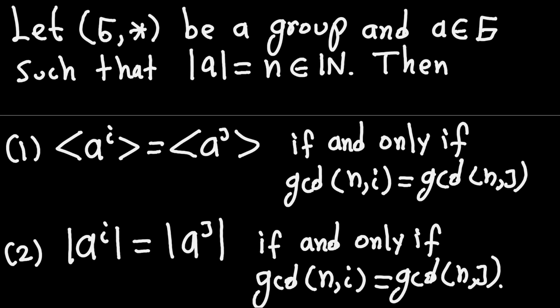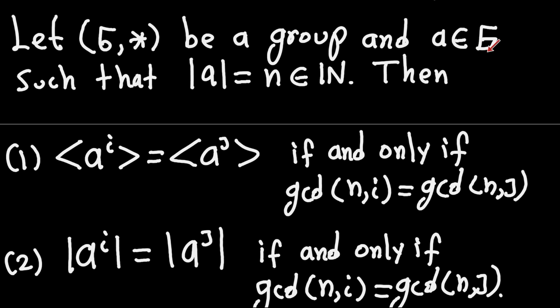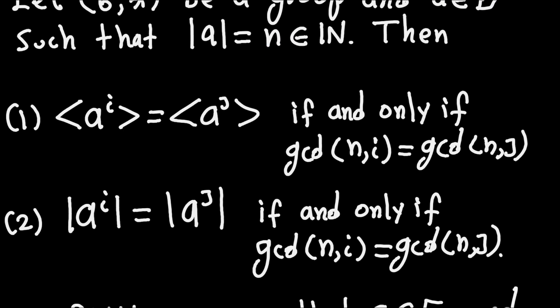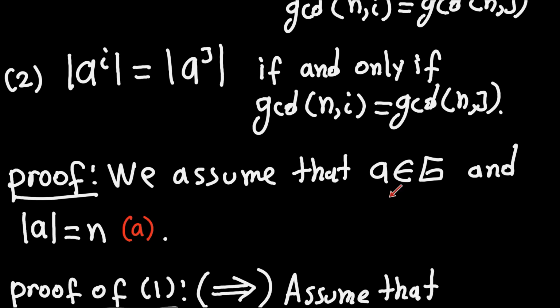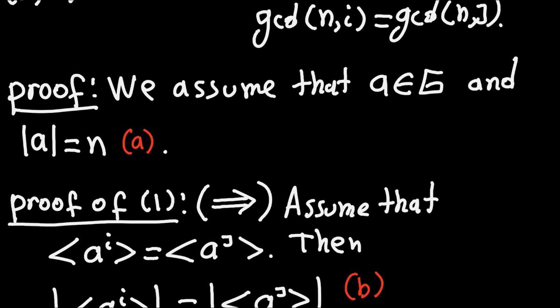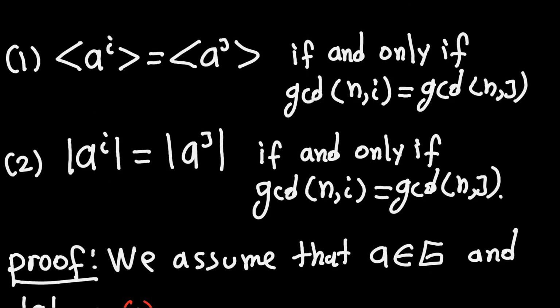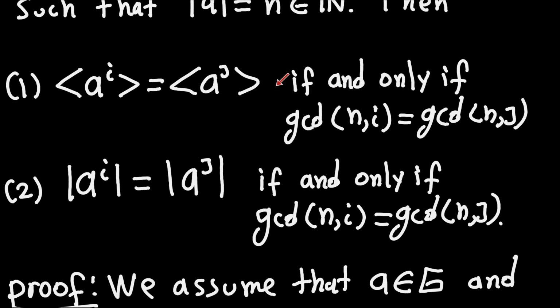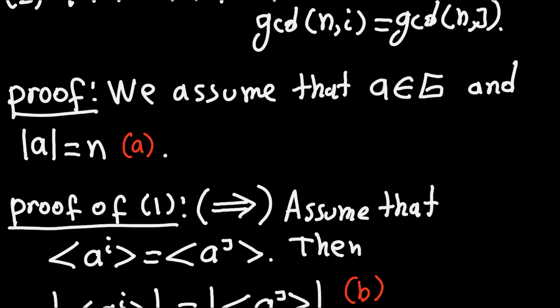So the general hypothesis is that we have an element of a group that has a finite order n. So we assume that a is in G and a has finite order n. I'm going to label it A. So I'm going to prove number one. Number one is an if and only if statement. What that means is I have to assume that this is true and prove that this statement is true, and the other way around, assuming that this is true and proving that this is now true. So we're going to go in this direction first, assuming this is true and then proving this one. That's what this arrow here means.